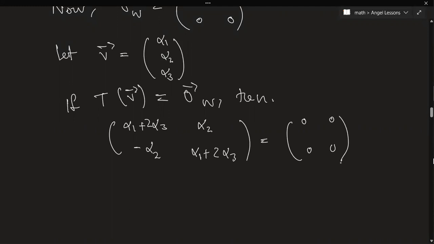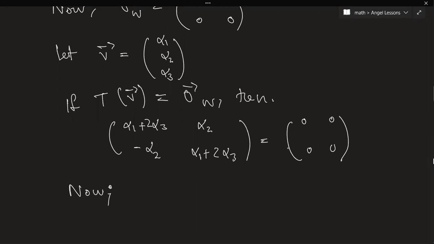This is what is happening just because we're using the definition of what a kernel means. It means we're looking for all V's which, when we input them in the transformation, produce the 0 vector. So what we have to simply do now is solve these equations. Do we see that we have two matrices, one on the left and one on the right, and they are said to be equal? So what follows when two matrices are equal?